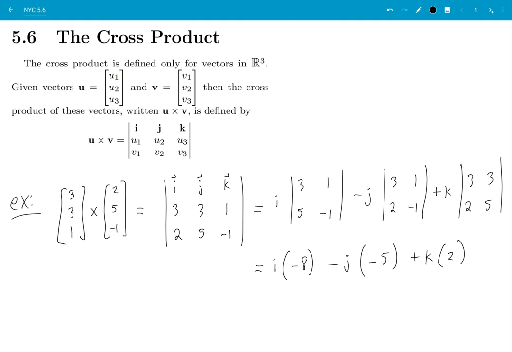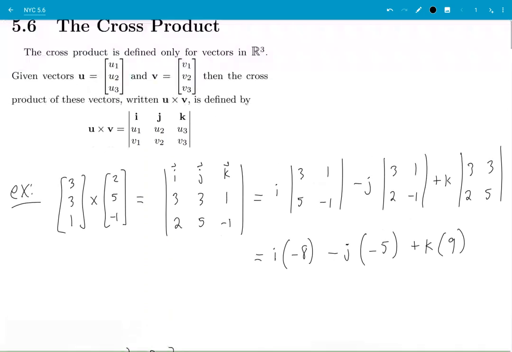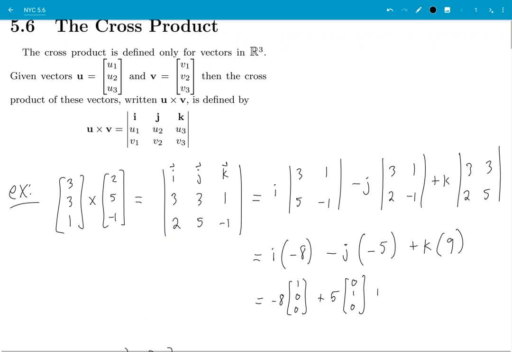What's that? Something's gone wrong. 15 minus 6 is 9. Right. Oopsie daisy. So what do we mean here? We mean negative 8 times i, plus 5 times j, plus 9 times k. Finally giving us negative 8, 5, 9.